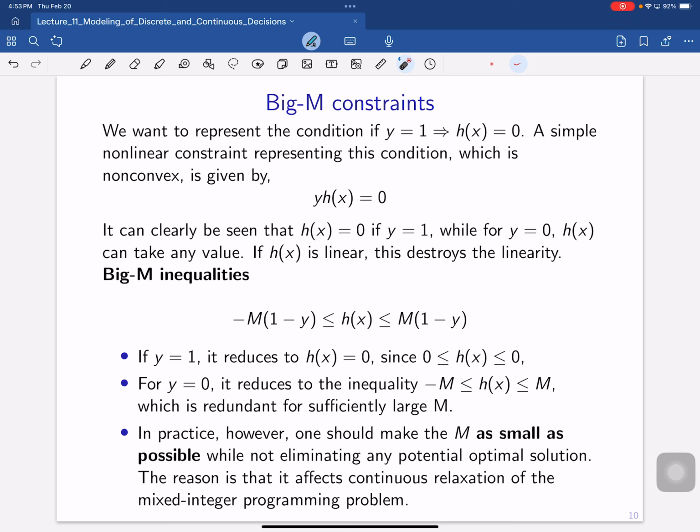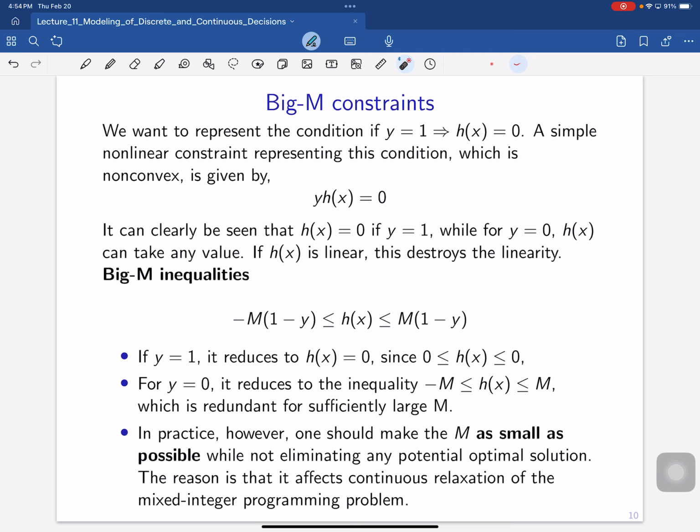Suppose x is your mass flow rate into a reactor. The flow cannot be larger than, let's say, the width of the pipes you have in a chemical plant. So you can bound all the x variables. Therefore, you can have a non-trivial bound on the value of h of x. So there exists a sufficiently large M that will make this inequality redundant, if h of x is bounded in practice.